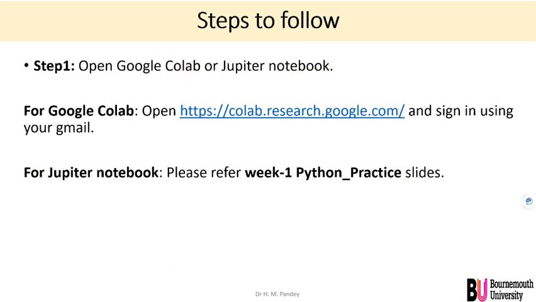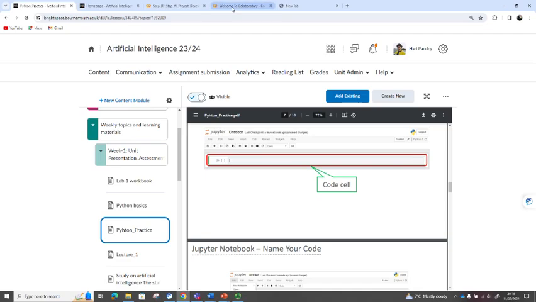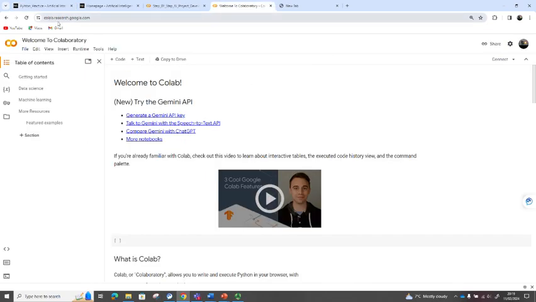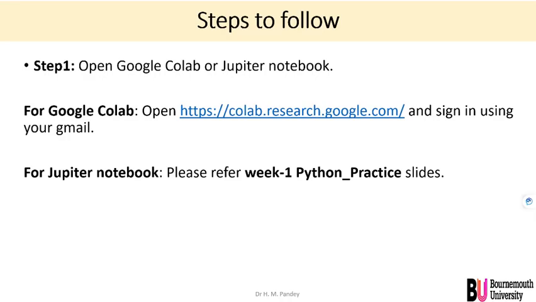If you are using Google Colab, then this is the link: colab.research.google.com. You will reach this page. Simply sign in. Here, I have already signed in, and then you can start. You can open your first notebook file. So these are the steps. If you are going to use Google Colab, then follow this. If you are using Jupyter Notebook, then you can see the information which I already explained in lab 1.